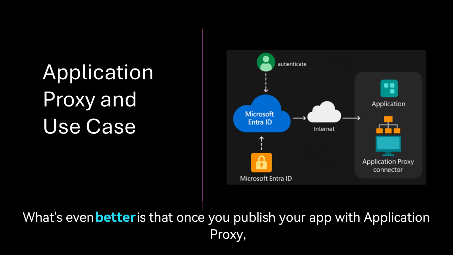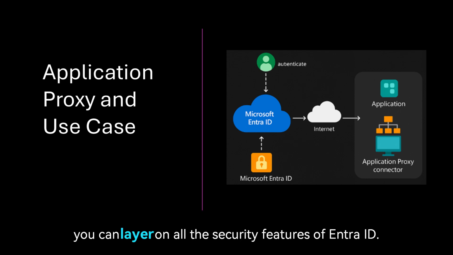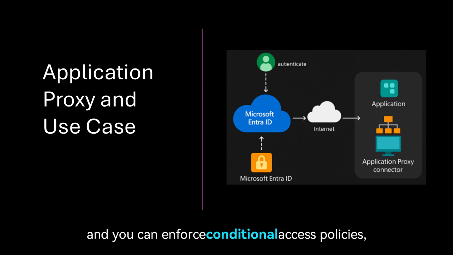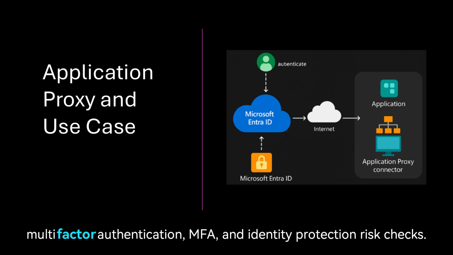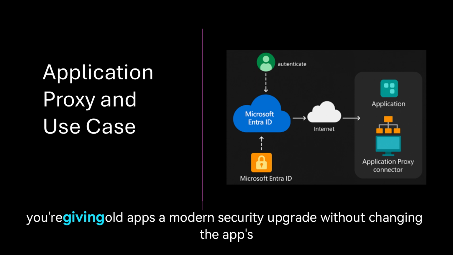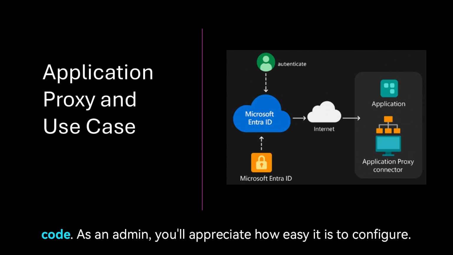What's even better is that once you publish your app with Application Proxy, you can layer on all the security features of Entra ID. That means your users authenticate using single sign-on, and you can enforce conditional access policies, multi-factor authentication, MFA, and identity protection risk checks, even for legacy apps that never supported these features in the first place. You're giving old apps a modern security upgrade without changing the app's code.